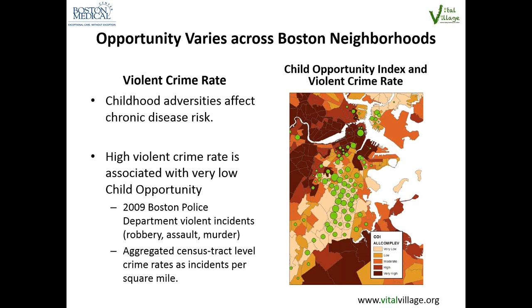When we looked at violent crime rate, which we chose to look at because we know childhood adversities, including exposure to violence at the interpersonal level, familial level, and also the community level, can affect long-term outcomes for child health and well-being, including chronic disease risk and cardiovascular disease risk. We found that high violent crime rates were associated with very low opportunity areas. So our crime is in the green bubbles that you see on our chart, and the larger the bubble, the higher the crime rate. This was based on 2009 Boston Police Department violent incident reports that were aggregated at the census tract level. So crime rates as incidents per square mile, then aggregated up.